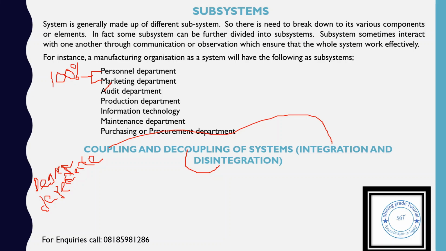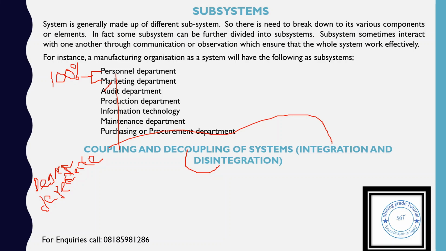So there might be a need, when we couple a system together, to actually disintegrate or decouple them. That simply means we tend to make them more independent. We make the system more independent for the system's stability, for ensuring that the system is stable and works so well.